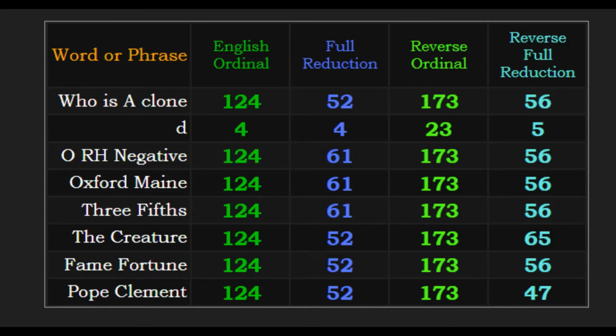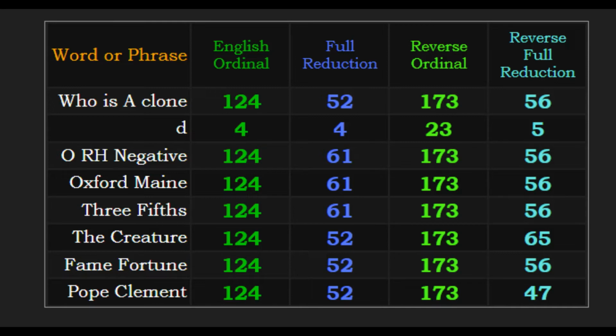Okay. And then under that we have the creature. Then fame and fortune. Fame and fortune and the royals are usually O Rh negative and things like that. So is there a correlation between fame, fortune, clones, and exact numerology? I would say probably. And then we have Pope Clement here at the bottom, right? So matching up numerically damn near exactly with all the other numbers, indicating that he was more than likely a clone as well.